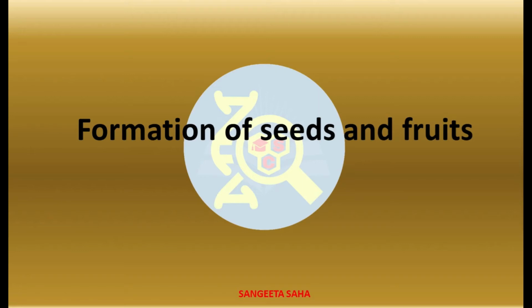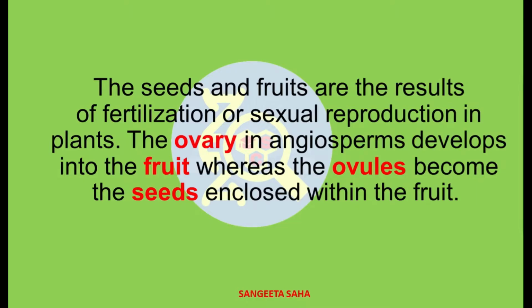Students, in the previous lesson, you have already learned about the development of monocot embryo. Today you are going to learn about the formation of seeds and fruits. Now, in the previous lessons, you have observed the flower and its different parts. You were also introduced to the events leading up to the fertilization of the egg by the sperm.